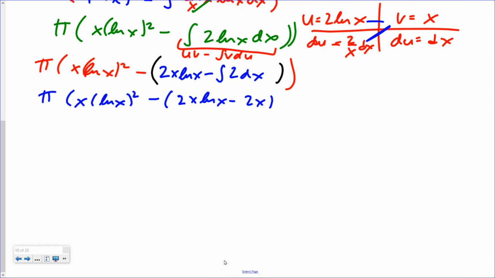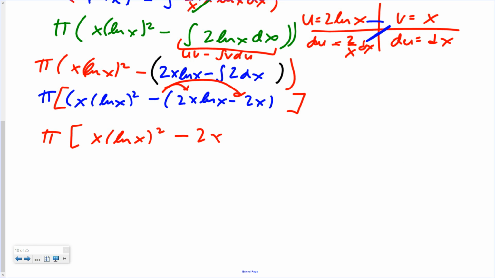Hopefully that's right. That was a lot of work. Everybody good? And then be careful with your negative signs. Do you see this negative distributes to both? So this is going to be pi times, okay, this is a pi times this whole thing. I usually wouldn't carry down the pi like this. I'm just trying to do it to make it clear. Usually I would just multiply by pi at the very end. Okay, but this is what I get when I distribute the negative.